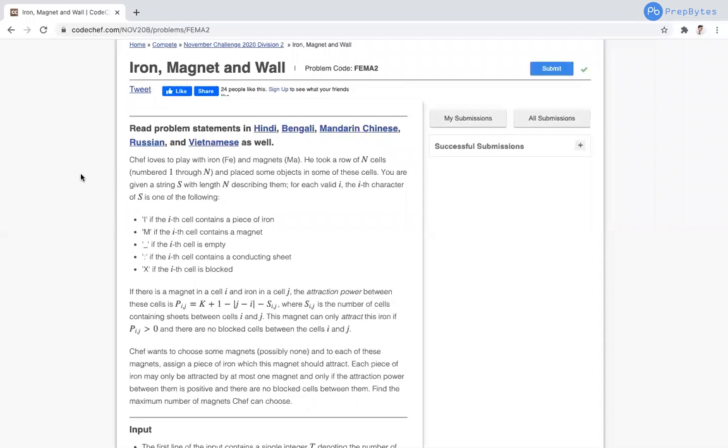Hello everyone. In this video, we are going to see the Iron, Magnet and Wall question that came in the November Long Challenge. In this question, we will use some data structure that we will see in the video when I explain the question and the approach for how we will solve it.